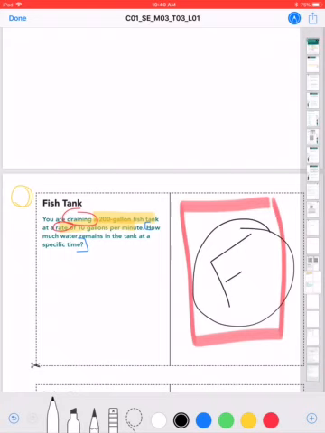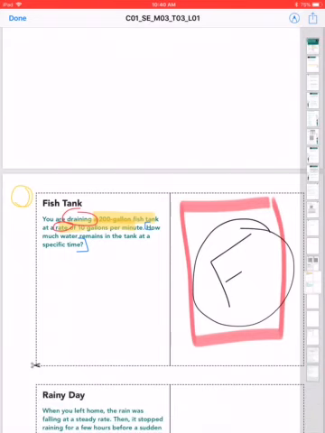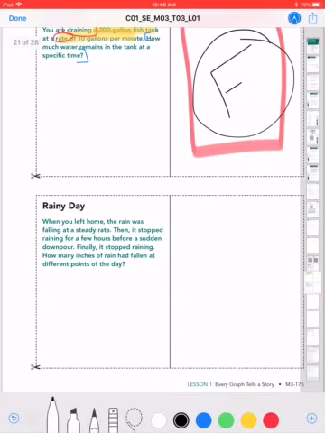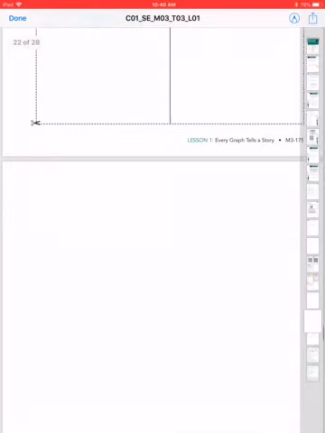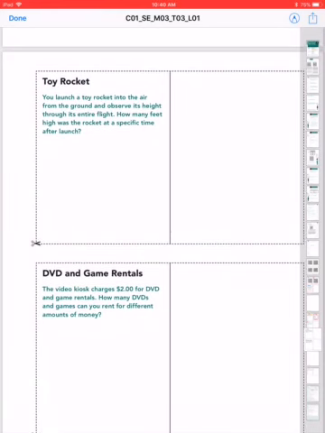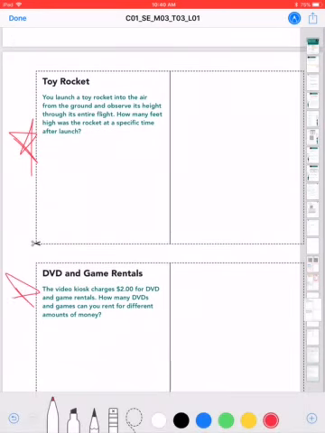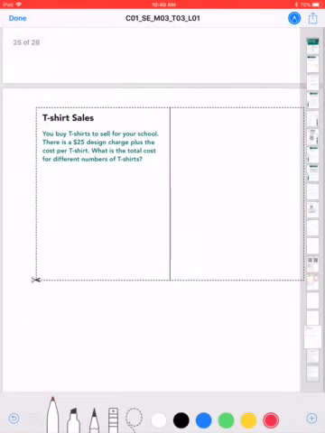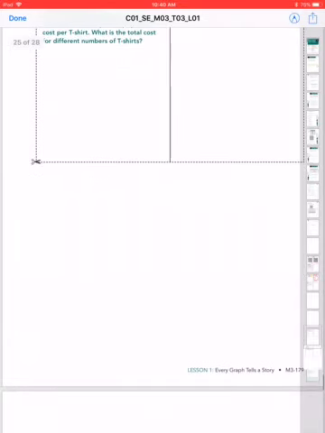Now go through and try these other situations, please. You're marking the text. You're matching it with each graph using your logic and the information that each situation gives you. You are doing rainy day, and these are the ones that the kids did in class. You are doing toy rocket and DVD and game rental on page 177. And lastly, you are doing t-shirt sales on page 179.